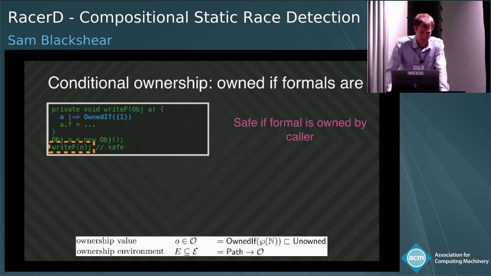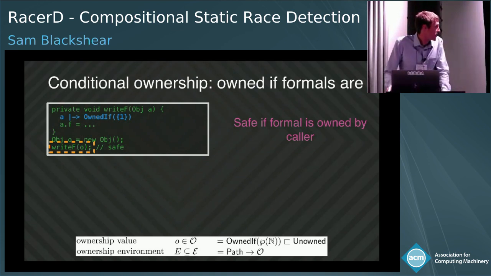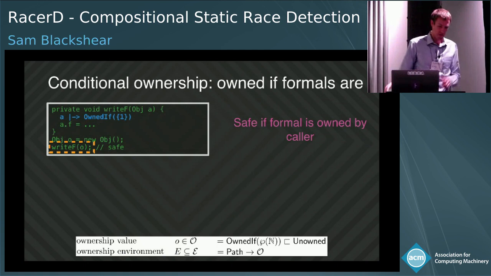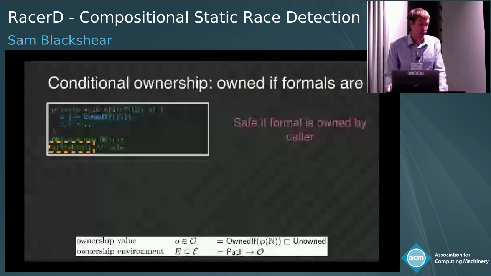So what this set of things inside of ownedif is actually doing is that ownership can be conditional on the ownership of the formals of a procedure. So in this example, writeF, if A is owned by the caller, then this access to A.f is going to be safe. But if A isn't owned by the caller, then it could possibly be implicated in a race. So we'll map A to ownedif of 1, which is the formal index of 1. Index 0 is this. And we'll say in the summary for writeF, this access to A.f is associated with ownership value ownedif of 1. And then when we have a local allocation, we say object O equals new obj, and then I do writeF of O, we'll be able to propagate the ownership information in the caller to the summary of the callee and figure out that this access is safe.